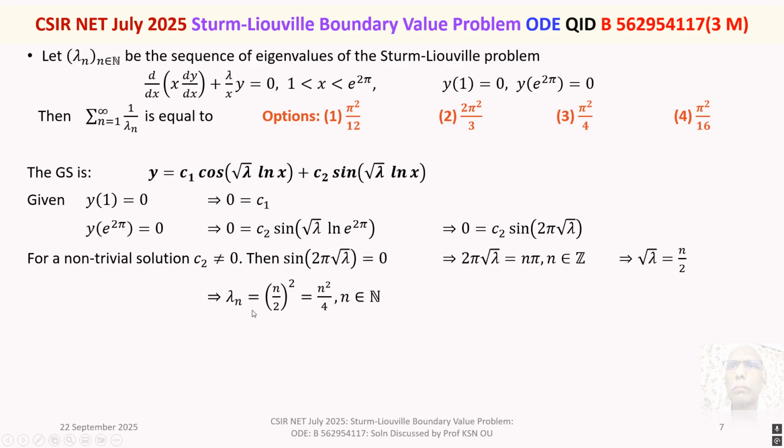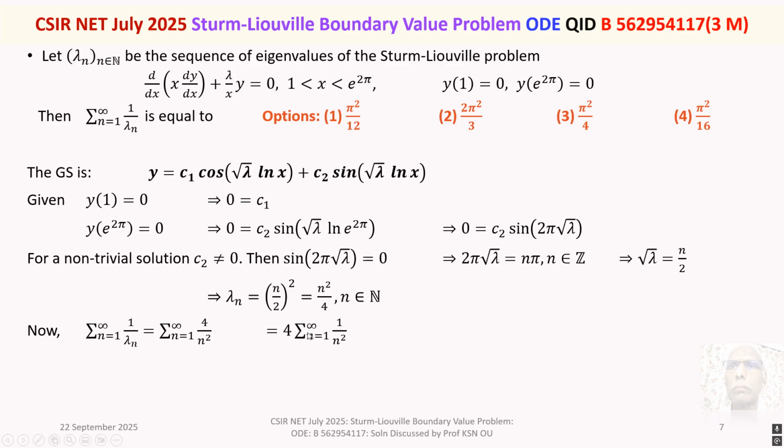n belongs to N because we are considering the sequence. In the case of the sequence, n is a natural number. So, no problems. So, now sigma n is equal to 1 to infinity 1 by lambda n. That will be sigma n is equal to 1 to infinity 4 by n square. That is 4 multiplied by sigma n is equal to 1 to infinity 1 by n square. 4 times the sum of this series.